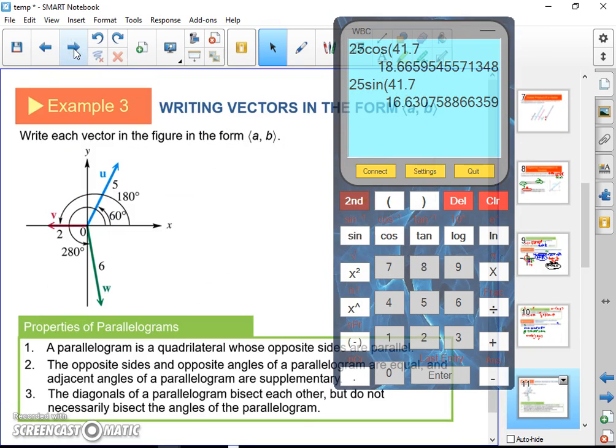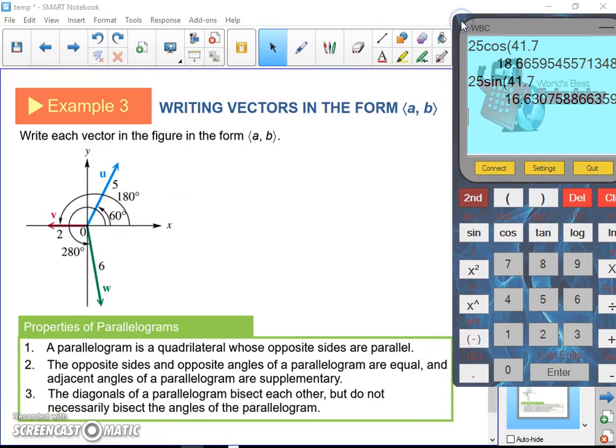So in example 3, we're doing basically the same thing. It says write each vector in the figure in the form AB. So they want vector form. Keep in mind they're talking about x and y. So they're asking you for the horizontal and vertical components. I see 3 different vectors. Let's look at vector u, which is the blue one first. Notice that vector has magnitude 5 and direction angle 60 degrees. Okay, that's important. You've got a magnitude 5 and a direction angle 60 degrees.